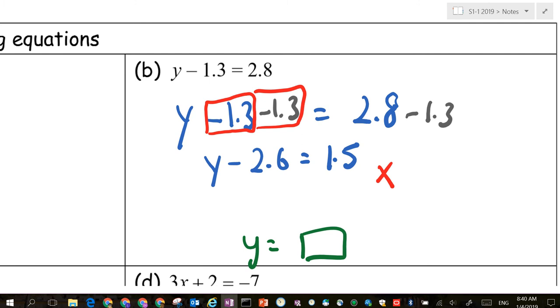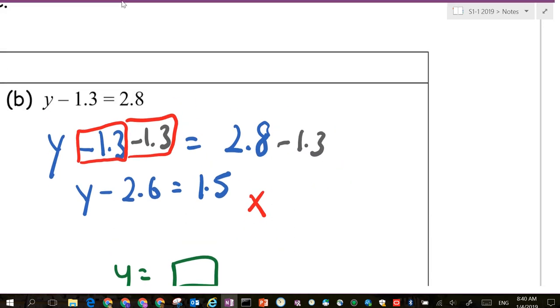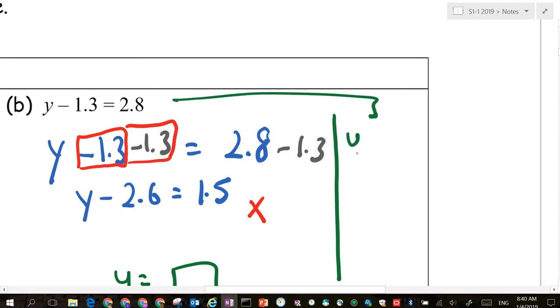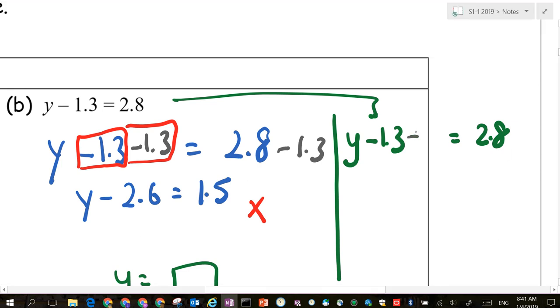Can you draw a line? And take out a green pen. And then write down the correction. Y minus 1.3 is equals to 2.8. What should I do instead? I should plus 1.3. Can you try in your calculator now?